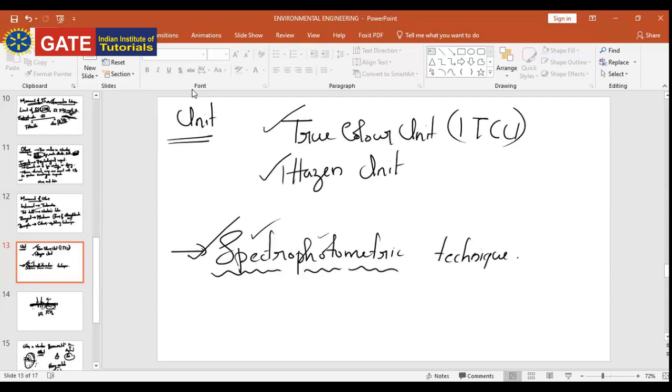Especially in industries, they'll be using this technique. They won't go for the tintometer and all, because an industry will be handling a lot of fluids, right? So the tintometer won't be that effective to measure all the colors. Why? Because it is a color matching technique. We have to manually match the colors, so that may not be that efficient. But the spectrophotometric technique is very efficient and very advanced. That is why we use it on an industrial scale. Got it? Clear, no?